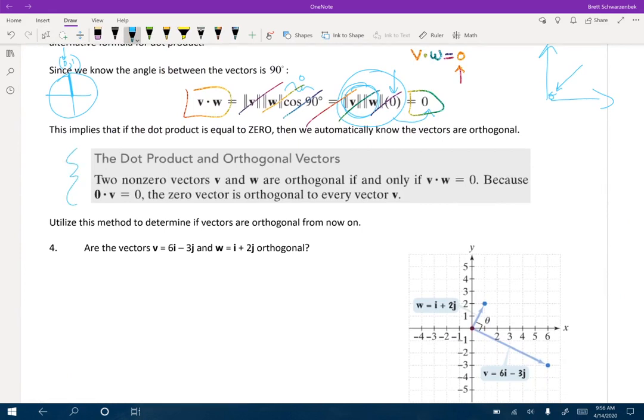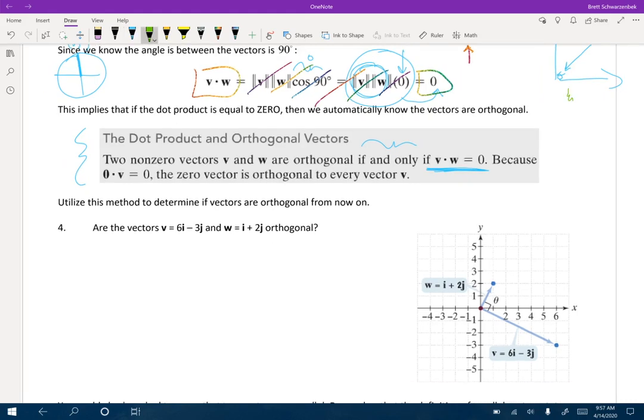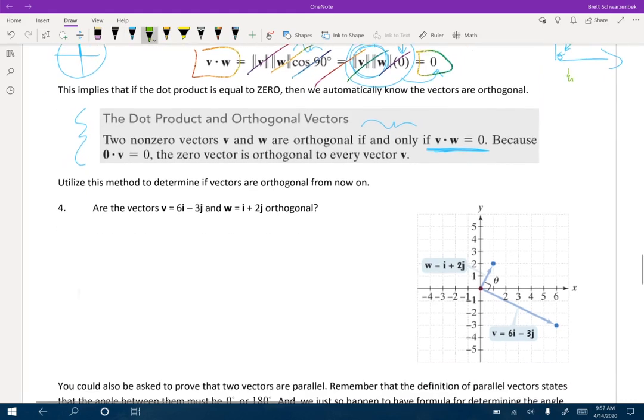It says two non-zero vectors v and w are orthogonal if and only if v dot w is equal to 0. If and only if means that it can go in either direction. So if the dot product is 0, then it's orthogonal. If it's orthogonal, then the dot product is 0. That's all we have to do if we're asked whether something is orthogonal. Okay, so let's take a peek at an example for number 4.